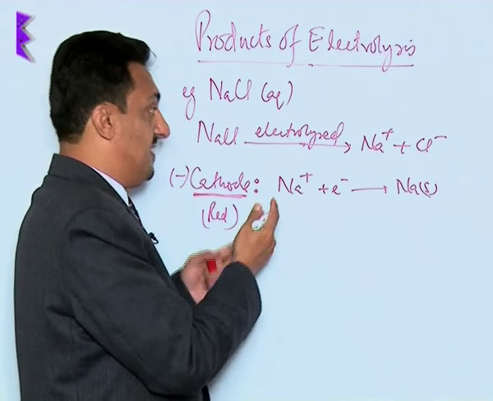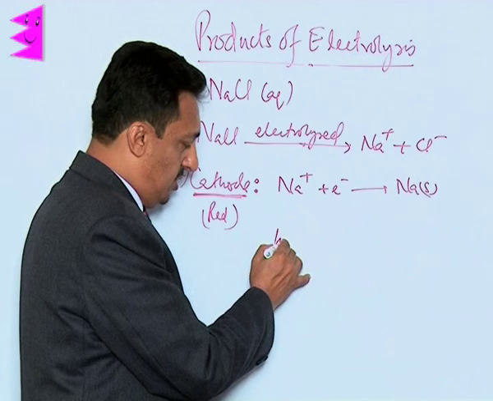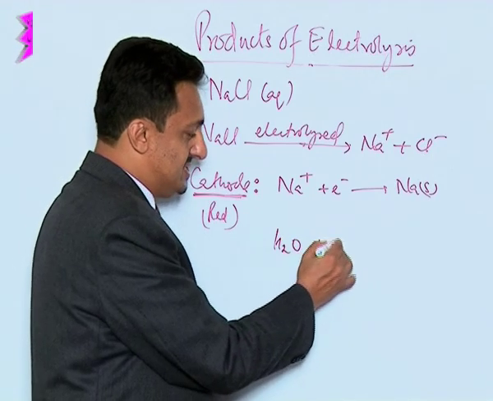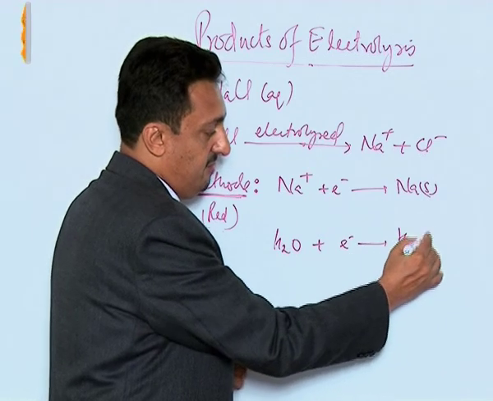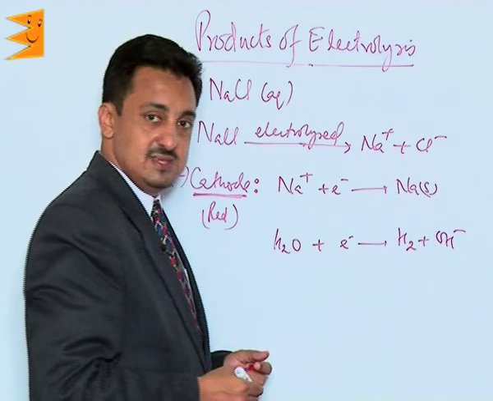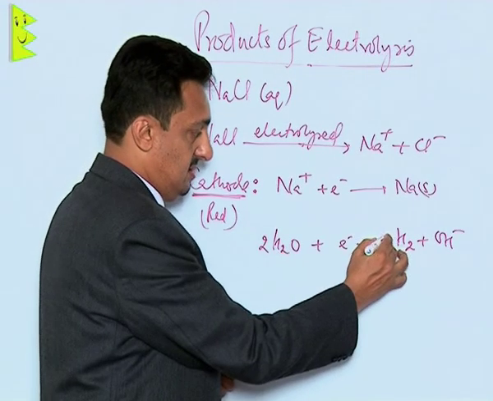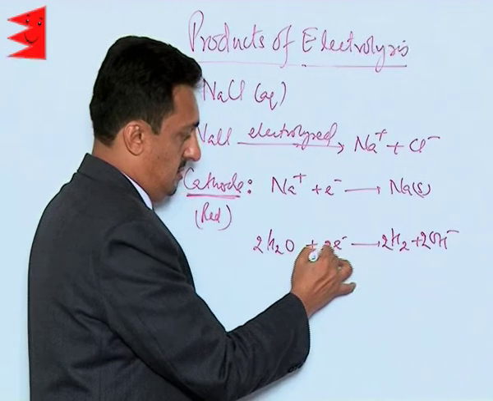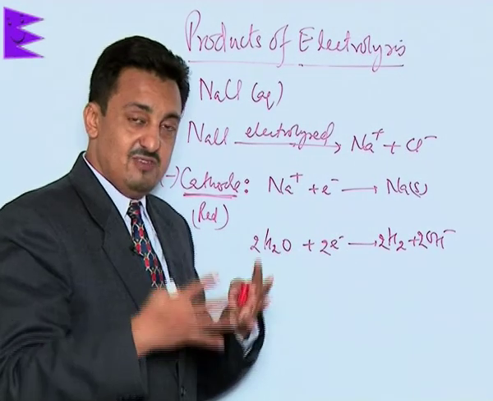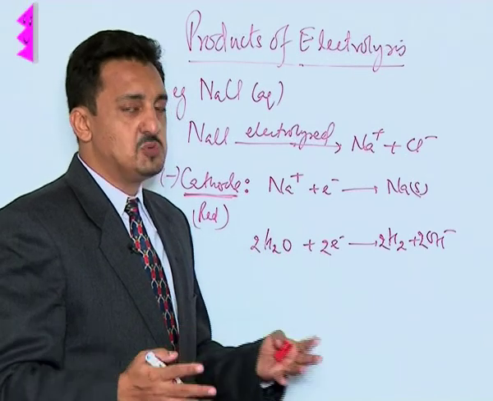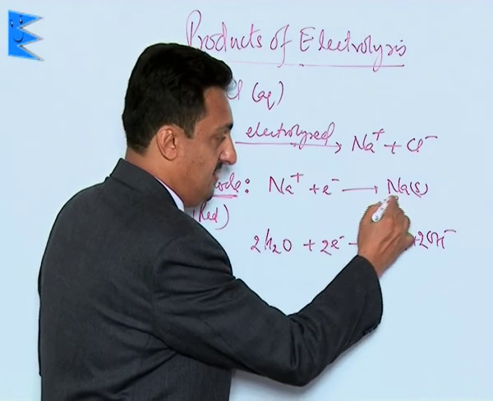Similarly, since it's aqueous NaCl, we have water also. So water will also go to the cathode and it can also accept electrons like this, and get reduced to form hydrogen gas and OH- ions. So it can be balanced like this. Now the question is, out of these two species which can get reduced at the cathode, which will actually get reduced? For this we have to see their E0 reduction values.